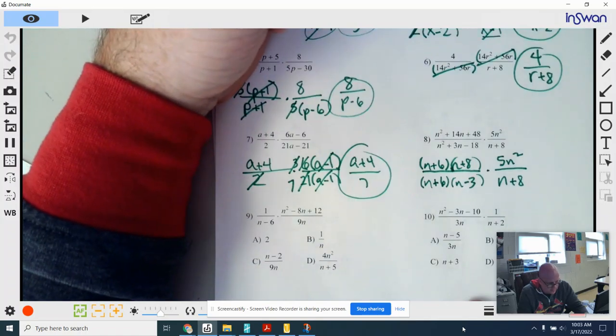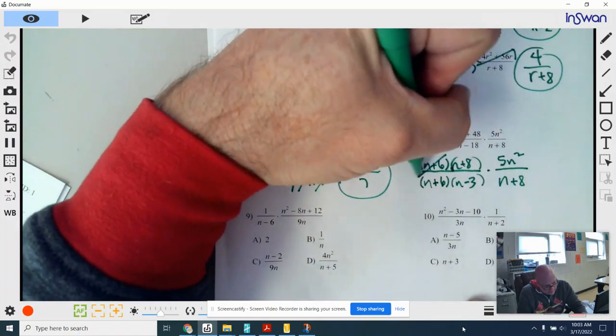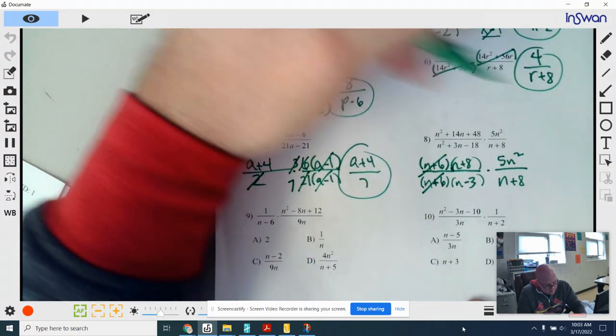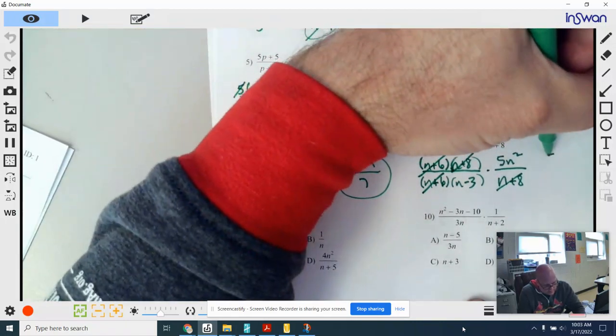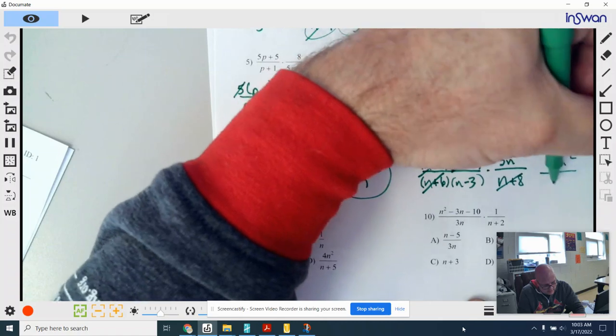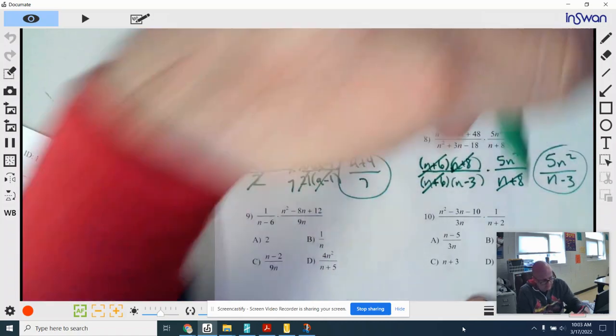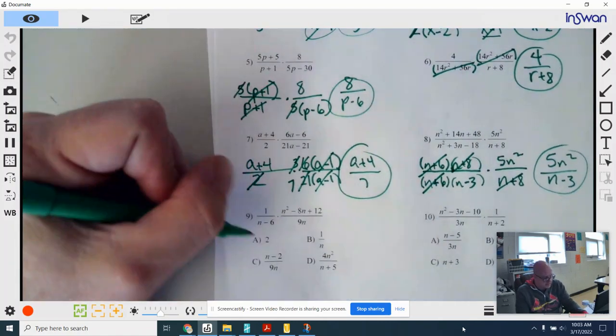Okay, start canceling out. This matches with this. This one matches with this one. So the remaining piece is 5n squared over n minus 3. Okay, you guys go ahead and do number 9.